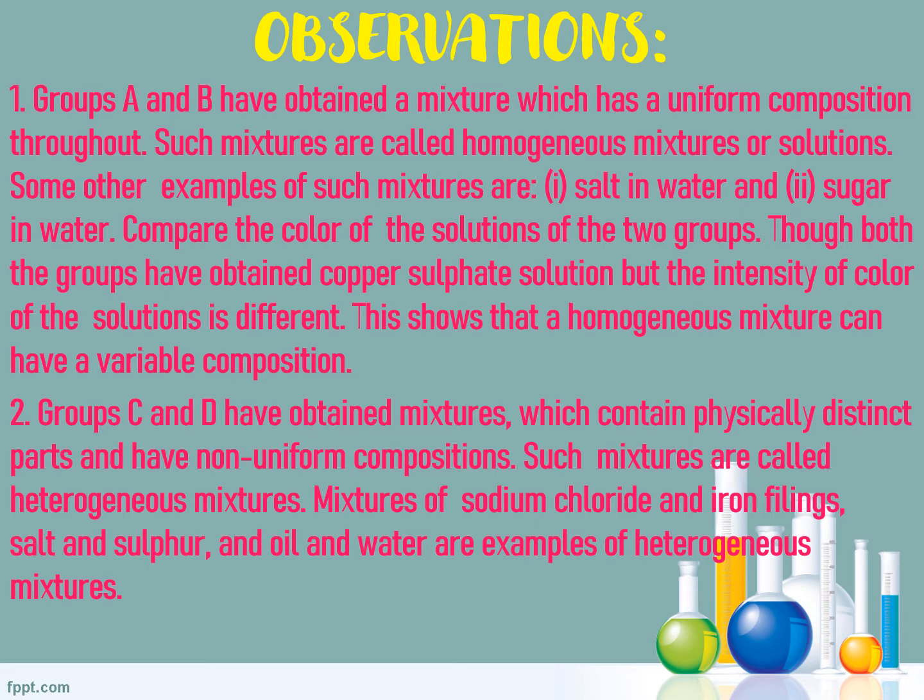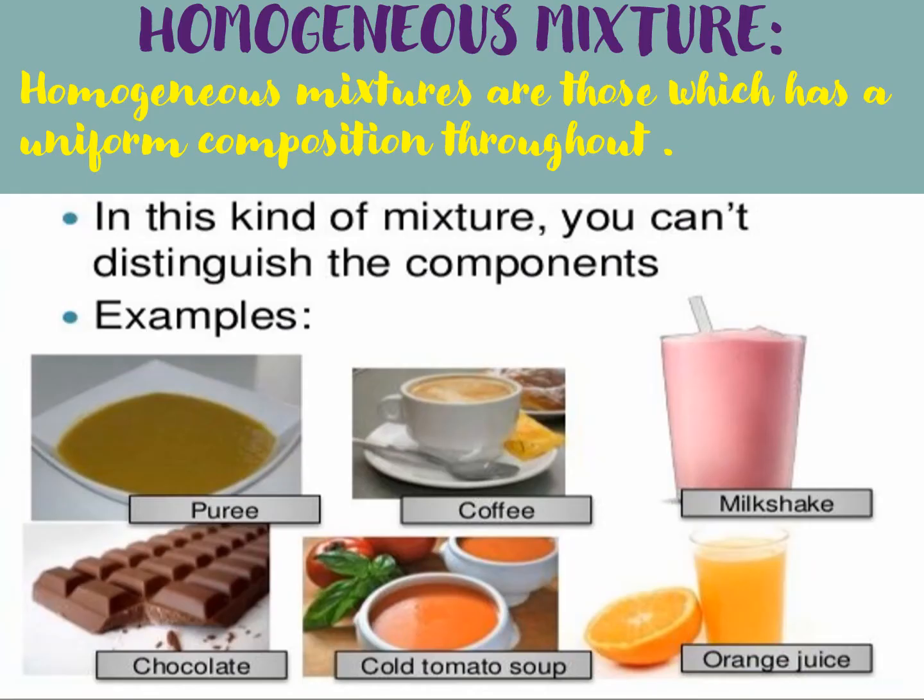After discussing this activity, we can conclude that homogeneous mixtures are those which have a uniform composition throughout, and in this kind of mixture, you cannot distinguish the components. For example, you can see these examples of homogeneous mixtures: puree, coffee, milkshake, chocolate, tomato soup, orange juice. All these are homogeneous mixtures because they all have uniform composition throughout the mixture.